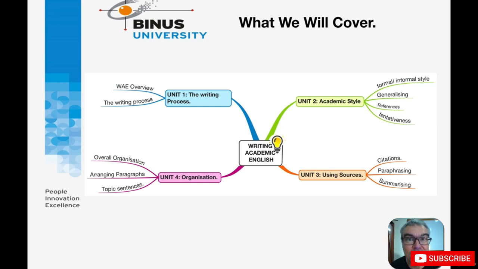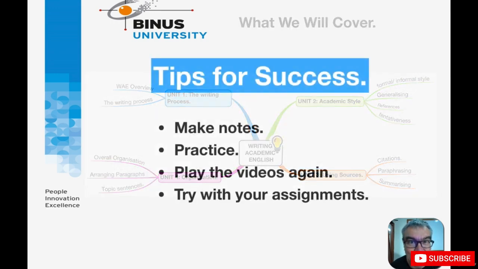Finally, Unit 4 is about organisation. Having your work clearly and logically organised is very important. So this unit will consider the overall organisation of your writing. We will also look at paragraphs and how to organise your paragraphs. And then within a paragraph, the topic sentence, which is a very important tool. So we're going to look at that as well.